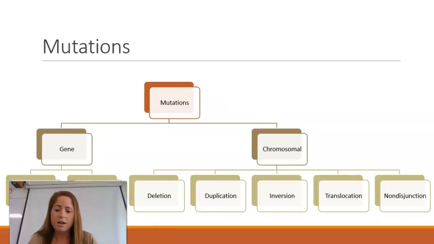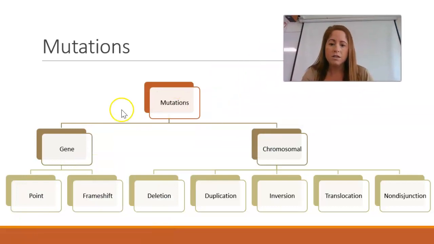And so when we categorize mutations, we would categorize them into two main categories. We have gene mutations, and then we have chromosomal mutations. The gene mutations, we're talking about specific nucleotides within the DNA. Chromosomal mutations are whole pieces of chromosomes or even whole chromosome mutations. And that usually happens during meiosis.